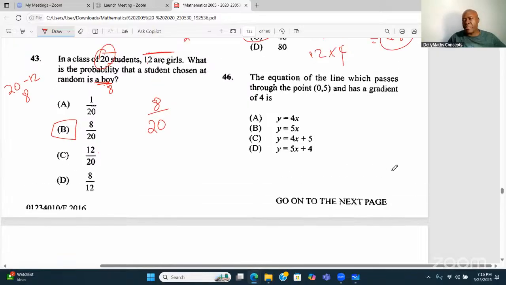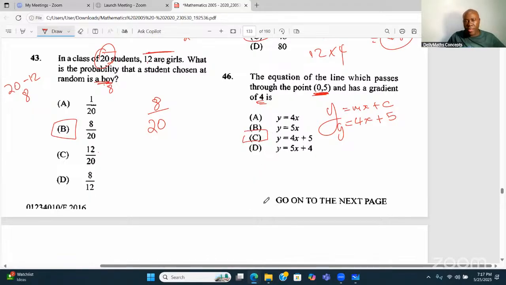46 says the equation of the line which passes through (0, 5) and the gradient is 4. Can anybody tell me what this is? So we have a point. Somebody says C. I like C because we're talking about y = mx + c. And when your x coordinate is 0, that means you have the y-intercept already right there, and the gradient is 4. So you could see that it's not a big deal. And somebody said the answer is 4x + 5. Definitely, I agree.